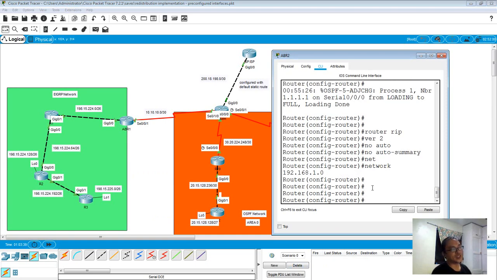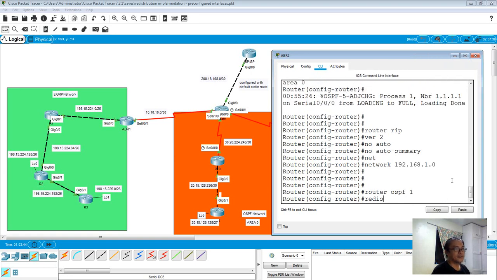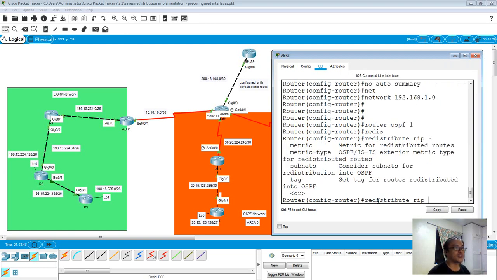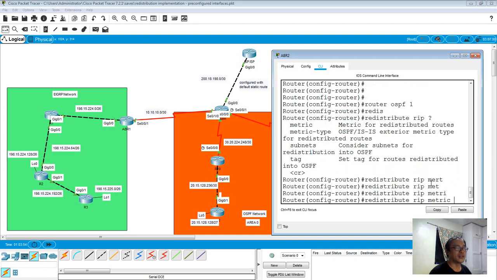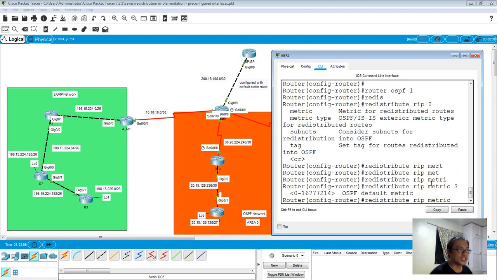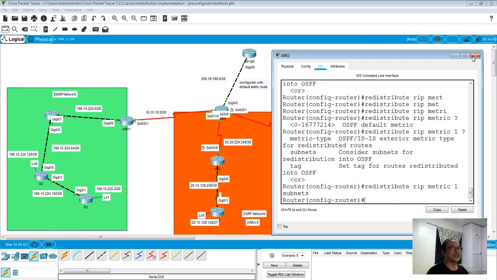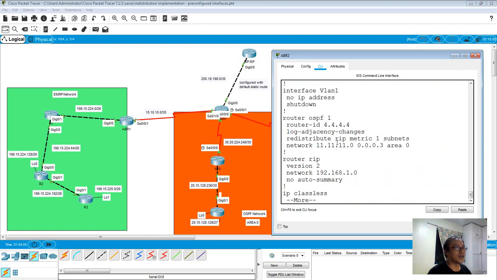Okay? So here, what we are going to do is router OSPF 1, redistribute RIP. Question mark. What are we going to redistribute for this one? The metric. Okay. Then afterwards, question mark. What is the default OSPF metric? That's 1. Question mark. And then subnets. Okay. Enter. So basically, we have transformed already. Do show run. We have transformed already the RIP to become OSPF.